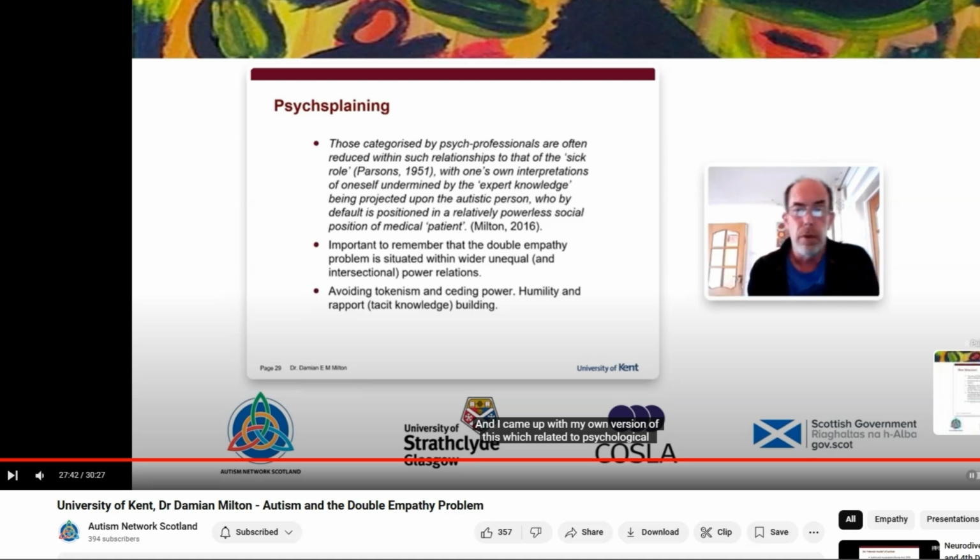And I came up with my own version of this, which related to psychological explaining or psych-splaining around individuals. And this is the power relationship and a lack of empathy, which could be and can become part of the problem of mental distress that autistic people suffer, is misunderstanding, especially within mental health support.